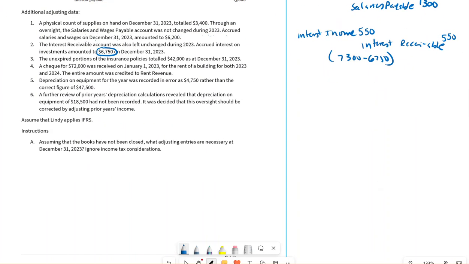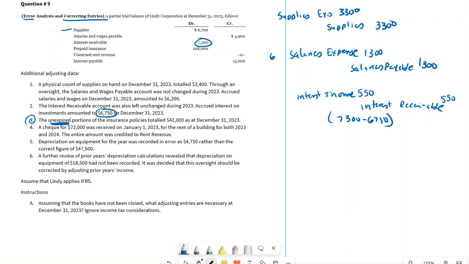Going further, we have number 3. They said the unexpired, so the word here is unexpired. So I have insurance in my account. I don't even see any insurance account here. Oh yeah, I do see it. We have prepaid insurance, and the prepaid insurance that is sitting here is 108,000.